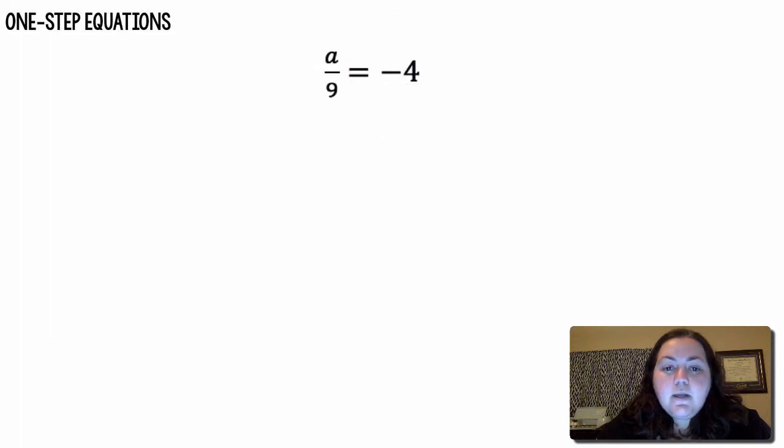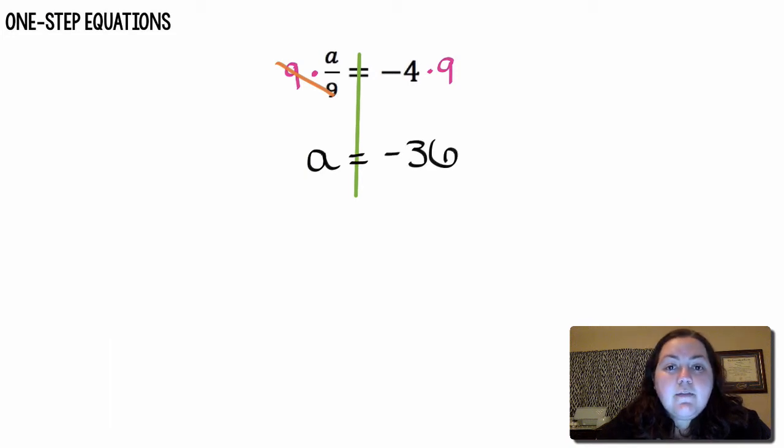All right, the next one I have a over 9 equals negative 4. I want to get a by itself. It's connected to the 9 by division. So to undo the division, I'm going to use multiplication. So I'm going to multiply both sides by 9. And that's going to become a 1. And so I just get a equals negative 4 times 9, which would give me negative 36.